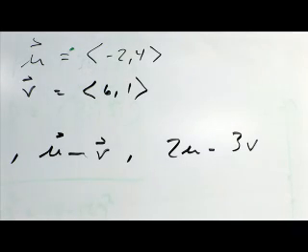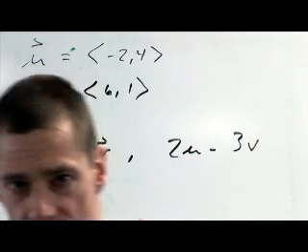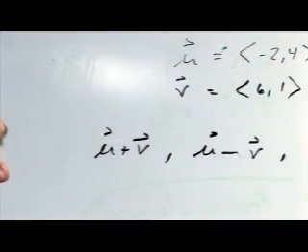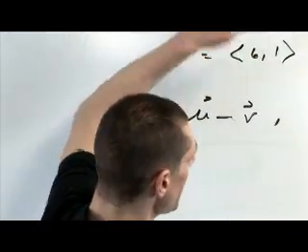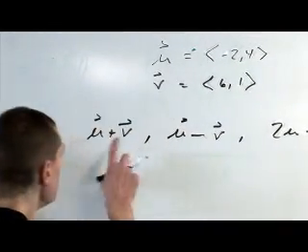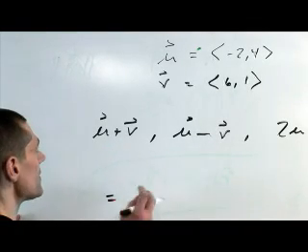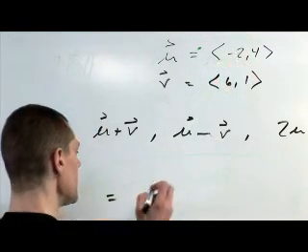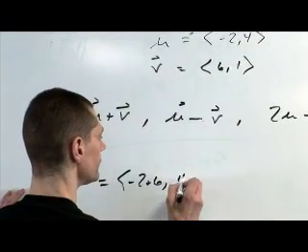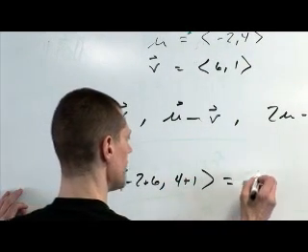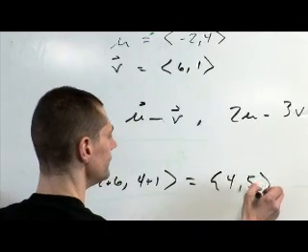This is a piece of cake, especially now that you know how to do addition in the complex plane. Basically, it's component-wise. You could think of these as the x's and the y's. u plus v is going to be -2 plus 6 and 4 plus 1. On a good day, this is the vector 4 and 5.